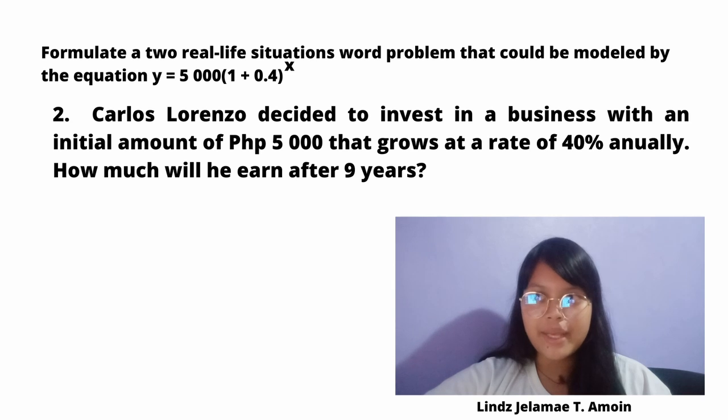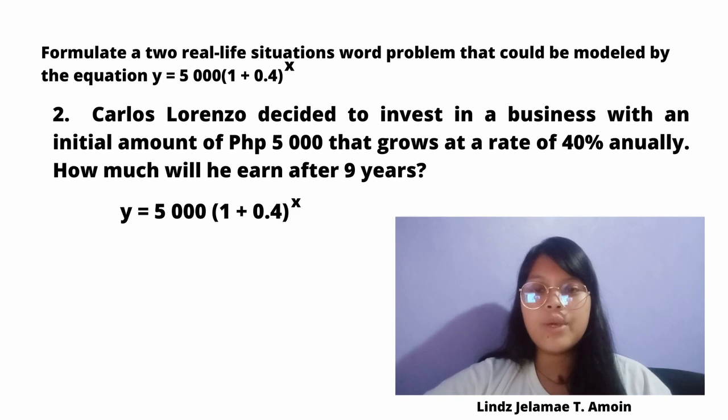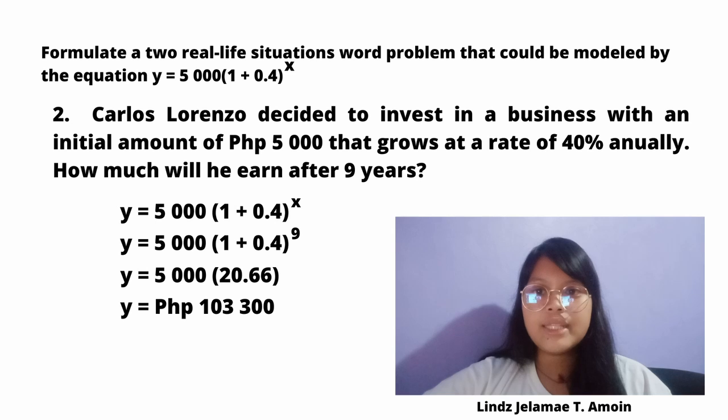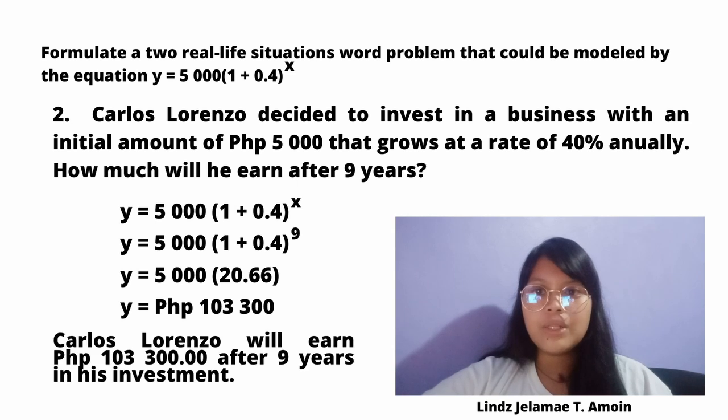of 5,000 pesos that grows at a rate of 40% annually. How much will he earn after 9 years? So with our given equation, we are going to substitute the values. After that, we are going to solve. And then we'll get an answer of 103,300 pesos. Therefore, Carlos Lorenzo will earn 103,300 pesos after 9 years in his investment.